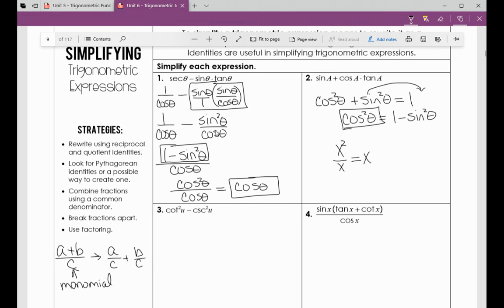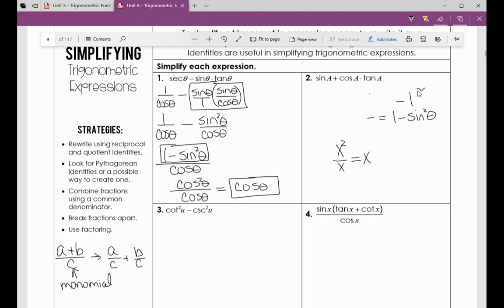Okay? One trig function. Doesn't matter what the exponent is. Doesn't matter if it has a multiplier out in front of it. One trig function. That is your goal. Any questions about the first one?